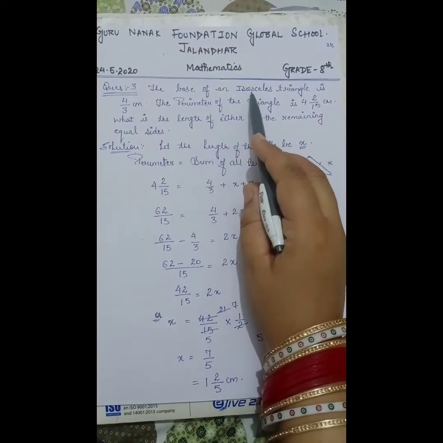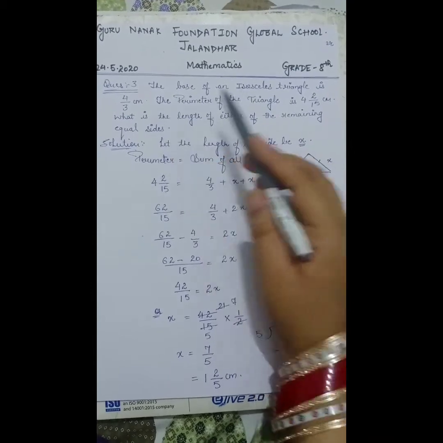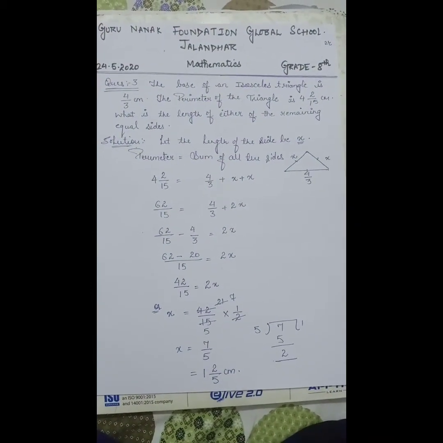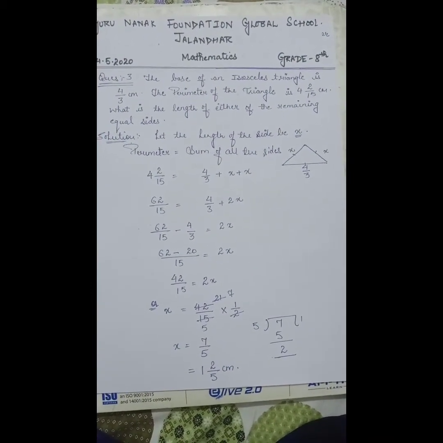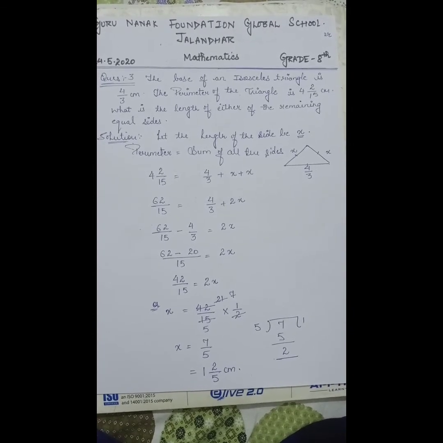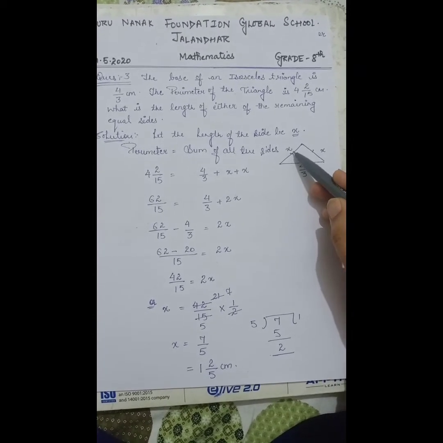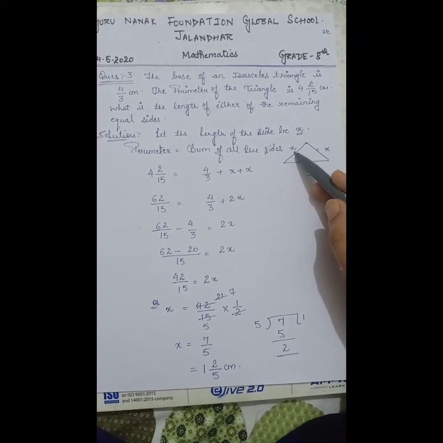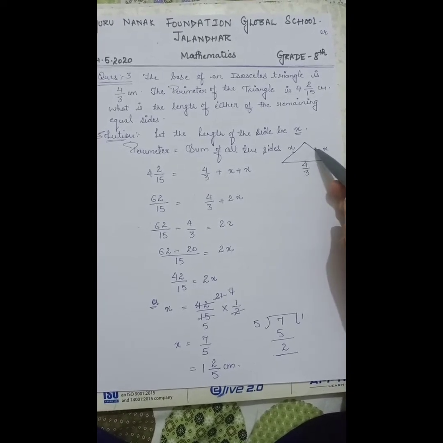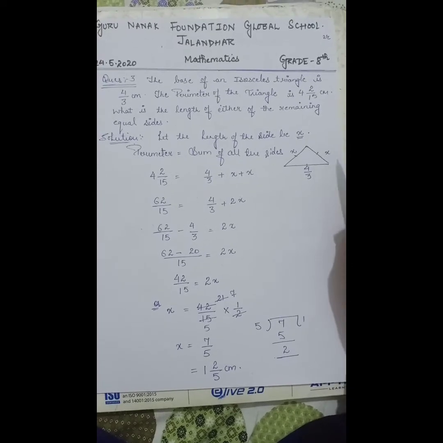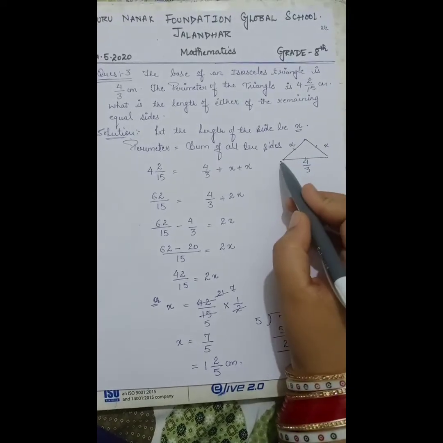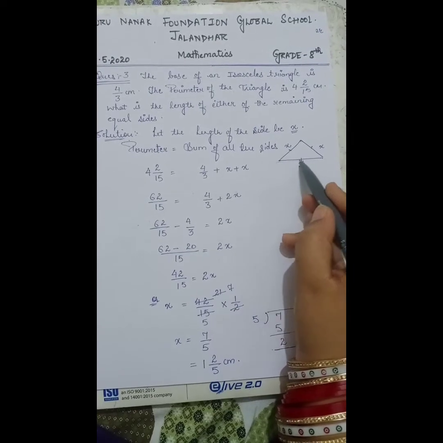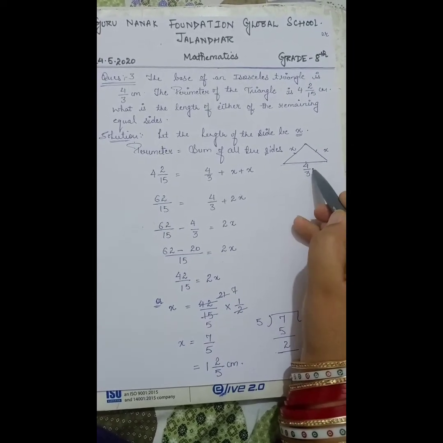The base of an isosceles triangle is 4 upon 3 centimeters. See beta, an isosceles triangle you know very well, whose two sides are equal to each other. So any two sides. So let's start. We don't know about the two sides, but we are going to take it as x. So if one side is equal to x, the other is also equal to x. This is the base of the triangle, and the base of the triangle is 4 upon 3 centimeters.